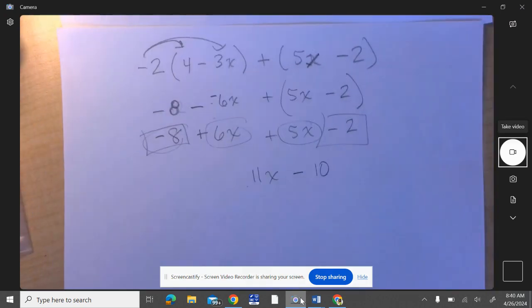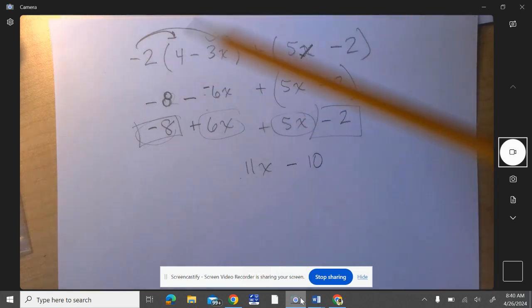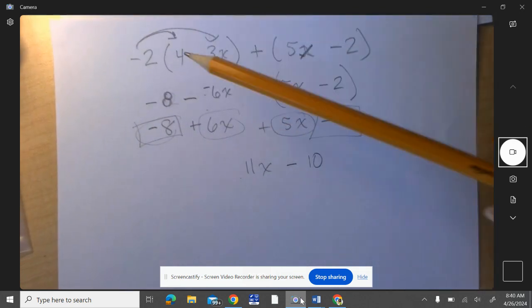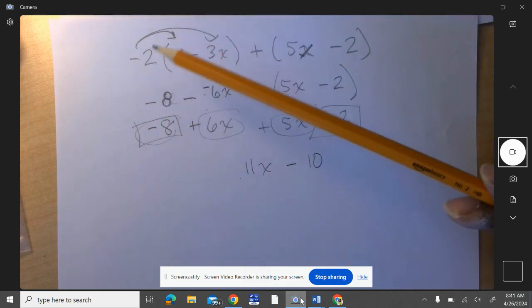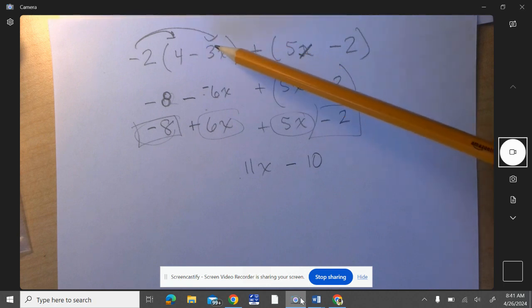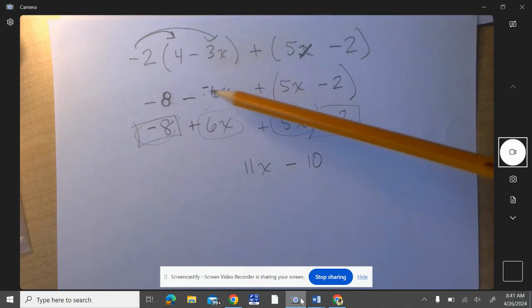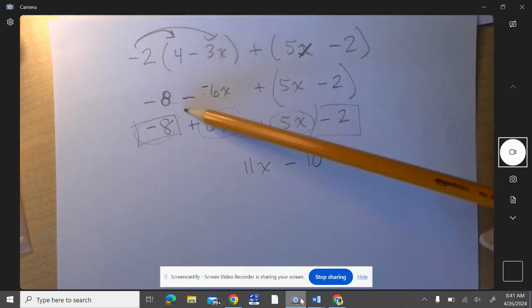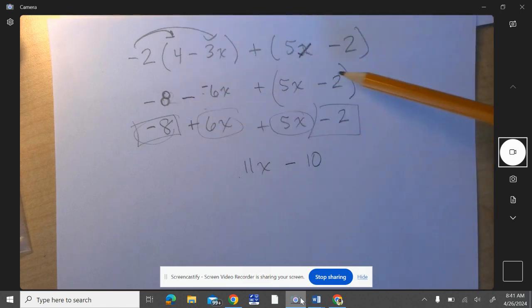All right, this one was super tricky because they gave you a factor of a -2. So -2 times 4 is -8 because you're multiplying opposites. So it's a -8. -2 times a positive 3x makes it a -6x. But you have to realize that subtraction sign is still subtraction.